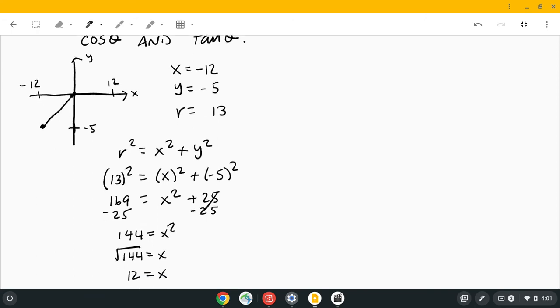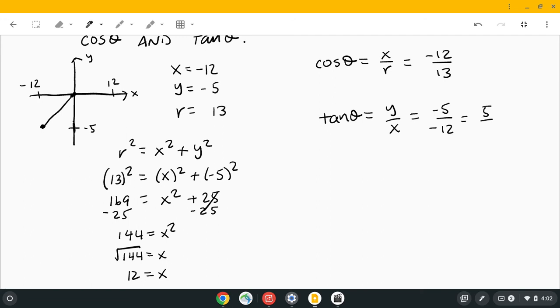All right, so we need to find cosine theta and tangent theta. We know cosine theta is x over r. X is negative 12. R is 13. And tangent theta is y over x. So that is negative 5 over negative 12. Double negative, we get positive 5 over 12. Okay, so there are your answers.